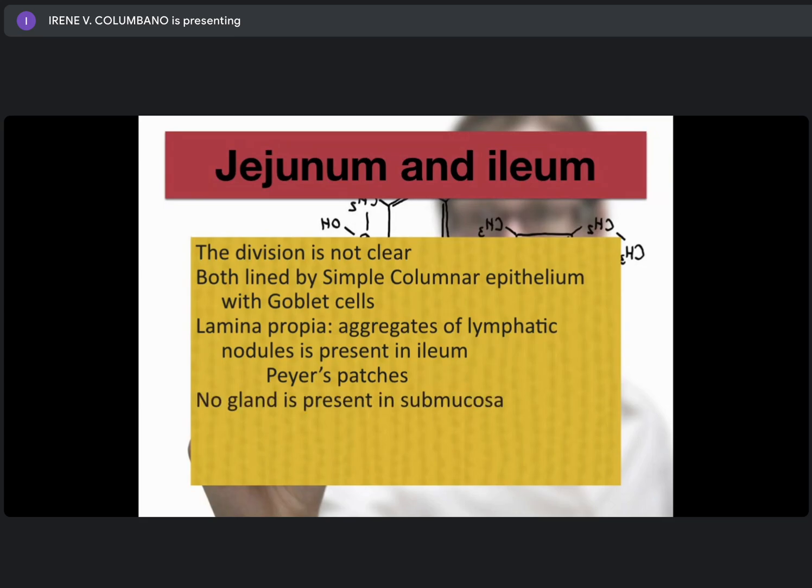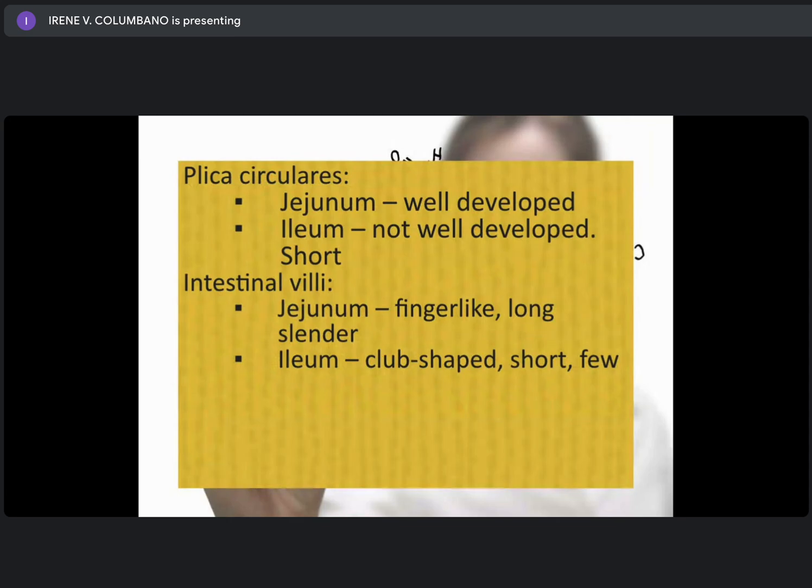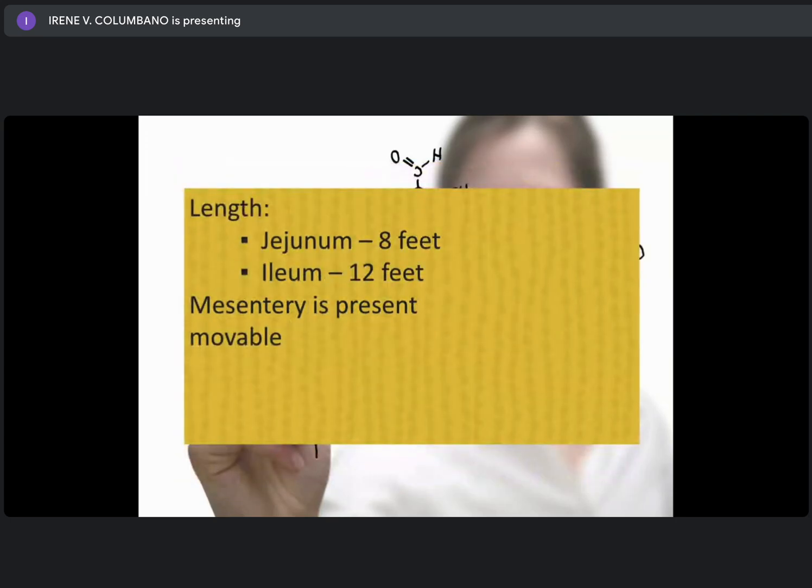So there are no glands in the submucosa. Plica circularis, mas develop sa jejunum, wala sa ileum. Intestinal villi, meron sa jejunum, meron din sa ileum. Finger-like lang ang itsura ng sa jejunum, club shape naman for ileum. Length ng jejunum, 8 feet, pero mas mahaba ang ileum, 12 feet.